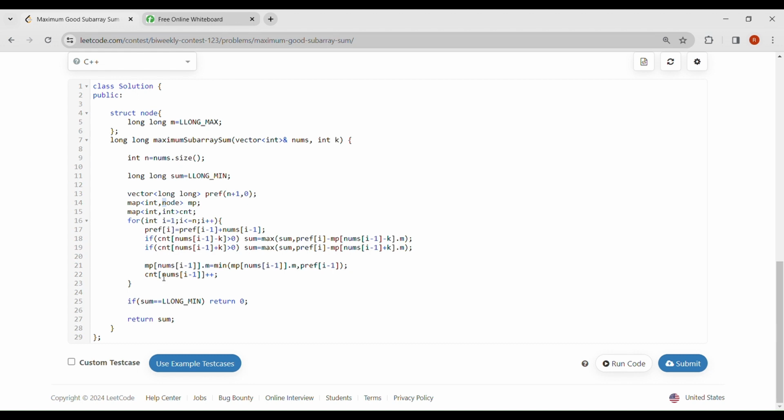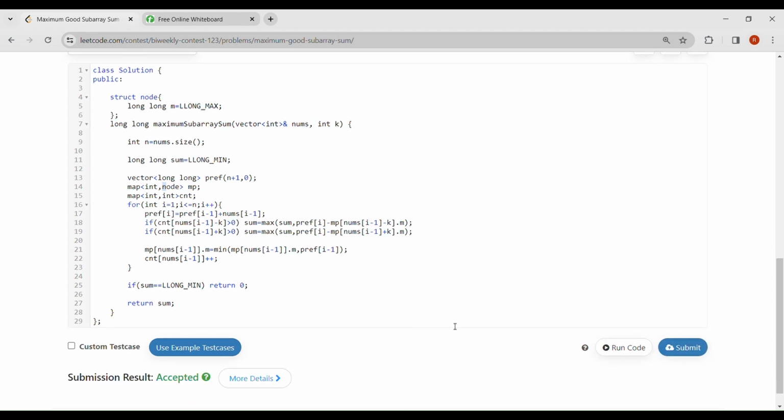If the answer will be as usual long minimum, then the answer is 0, otherwise return the sum. If I submit, then you can also check that the answer is getting accepted.